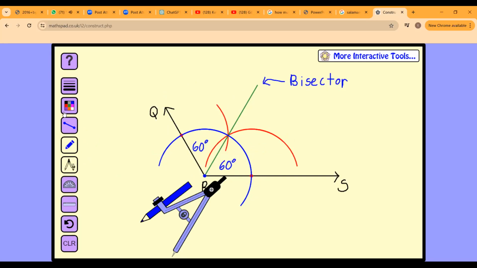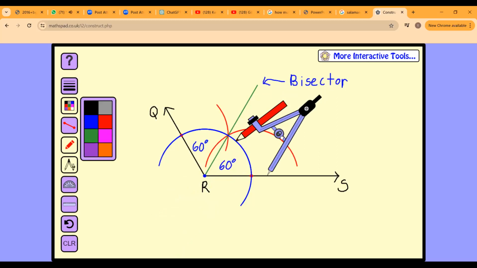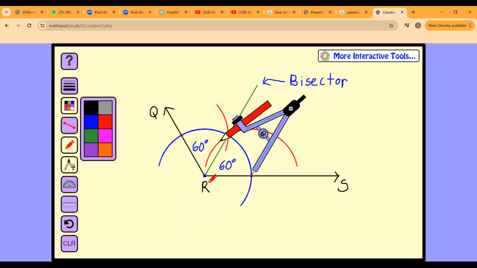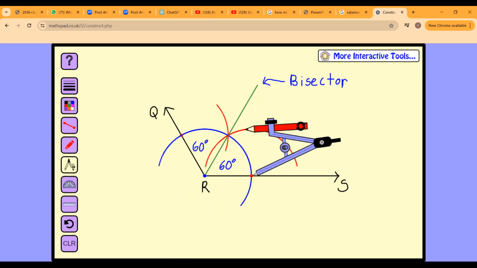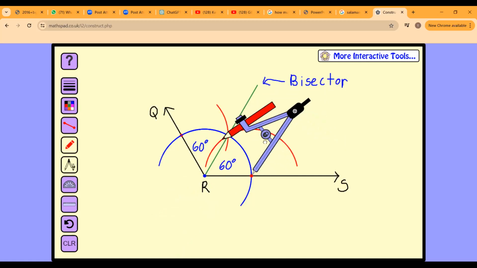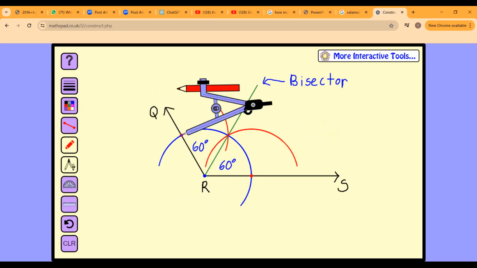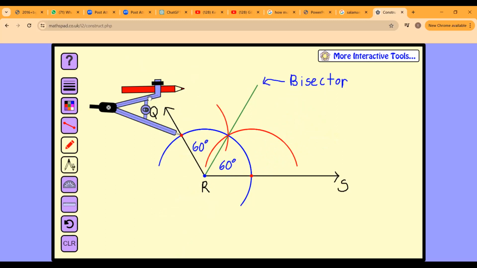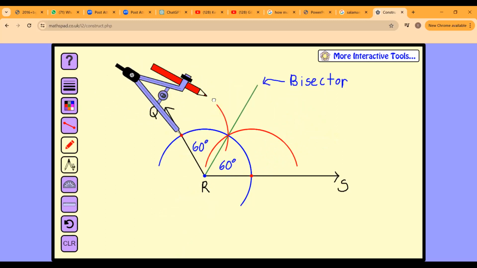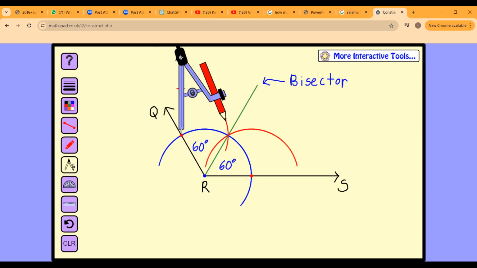Then what we did, Nivea and Kmar, we came to this next point, this point right here where this line intersects with the blue arc, and we drew another arc right there. And then we came again to this particular point, and we drew another arc right there. So this is the next arc that we drew.